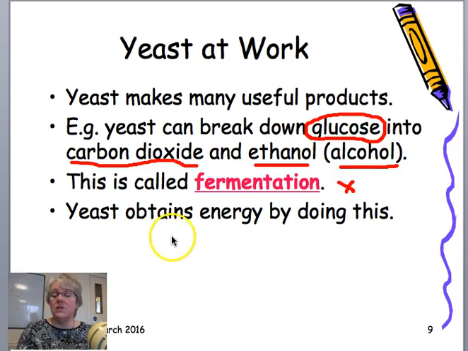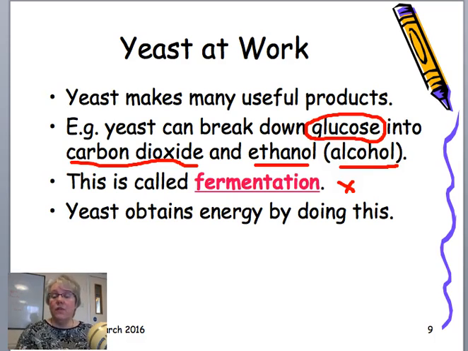Now, when the yeast is doing this, it's looking at giving itself energy. It's not interested in giving us alcohol or carbon dioxide. It's doing it for its own purposes. But we use this process to make the substances that we find useful.